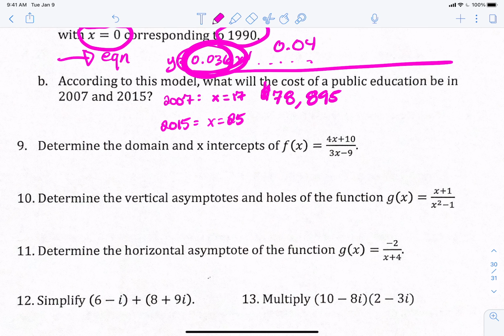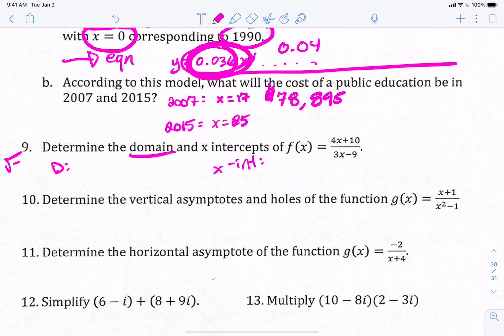Number 9. Determine the domain and the x-intercepts. Domain over here. X-intercepts over here. Okay. 2 things that mess up domain: a negative inside of a square root and dividing by 0. Which one do we have to worry about? Dividing by 0. Okay, so I don't want this bottom to be 0. So how can I figure out what x can't be?